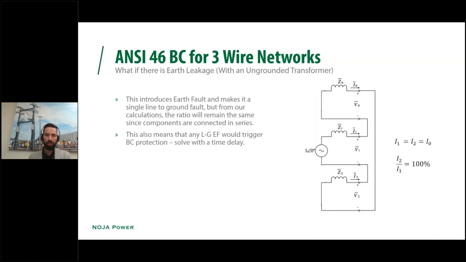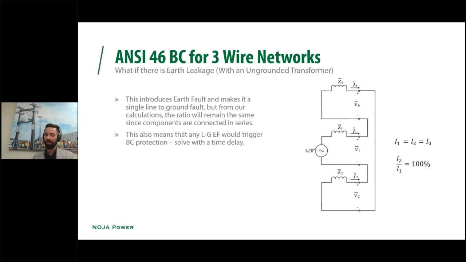So let's firstly take into account the earth leakage scenario. So let's assume that there is an earth fault here. It might be a small one, but in this case, you can see that I1, I2, and I0 are all connected in series. If you've got an ungrounded transformer, we're thinking back to the 3-wire network. So again, I2 and I1 in this scenario is 100%. But likewise, if you actually have just an earth fault and not a broken conductor, it would also trigger broken conductor because you would then have a ratio that doesn't necessarily dictate that this is the scenario.